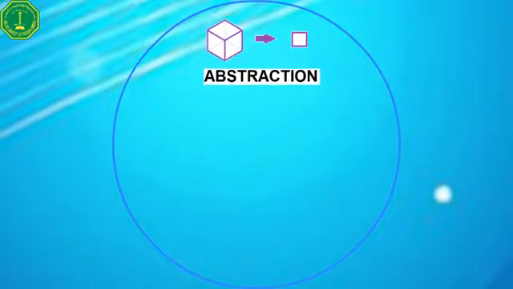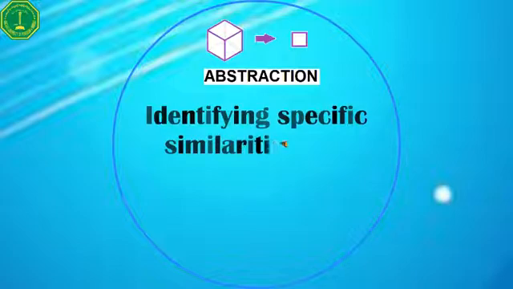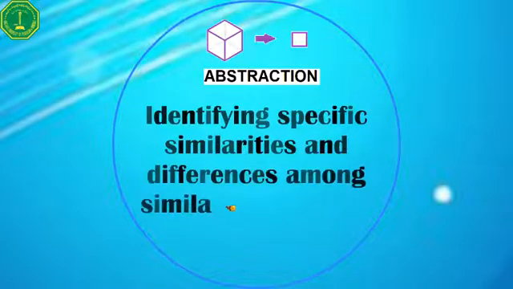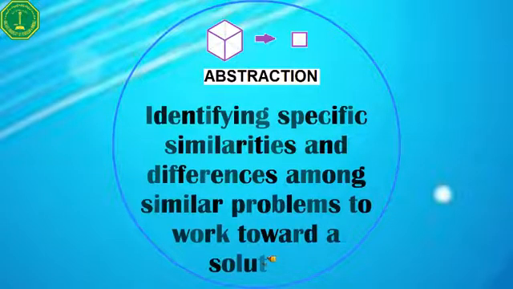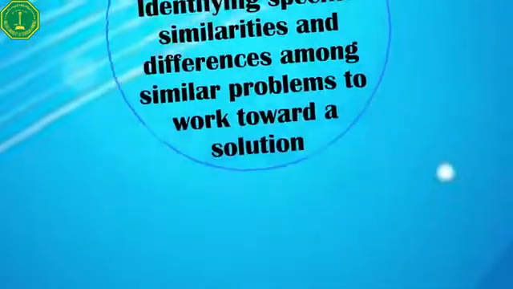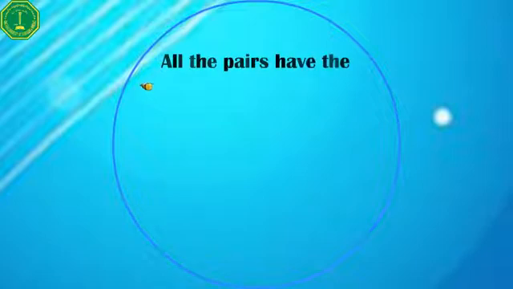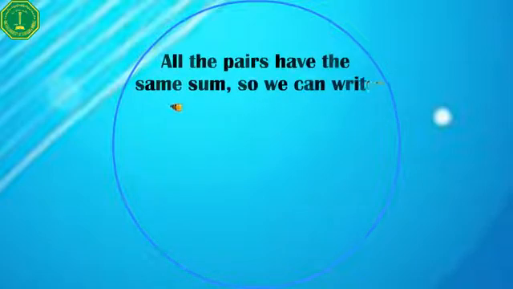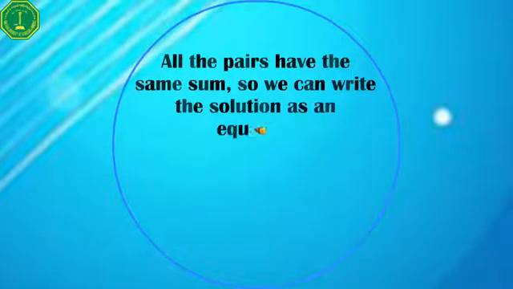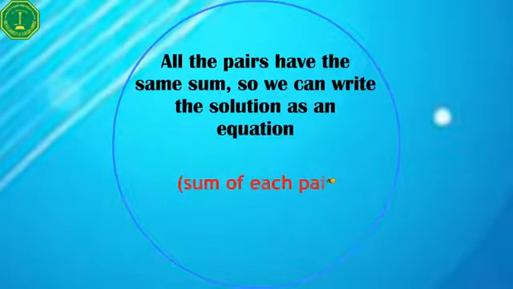The third step of computational thinking process is abstraction. Abstraction suggests we identify specific similarities and differences among similar problems to work toward a solution. In our original problem, we had to find the sum of all integers from 1 to 100. Let's look for similarities and differences. All the pairs have the same sum, so we can write the solution as an equation. Sum of each pair. Multiply by number of pairs.